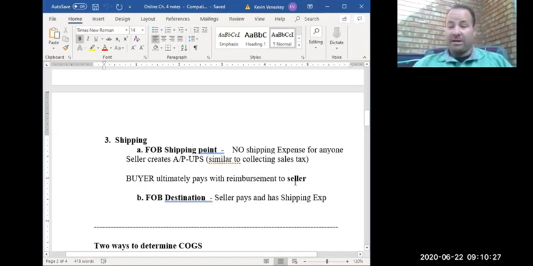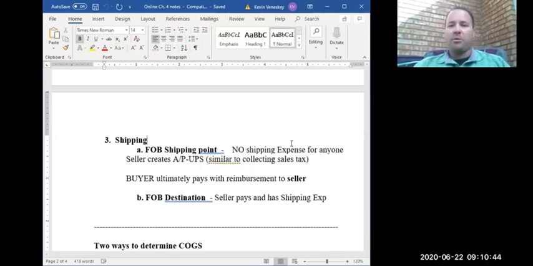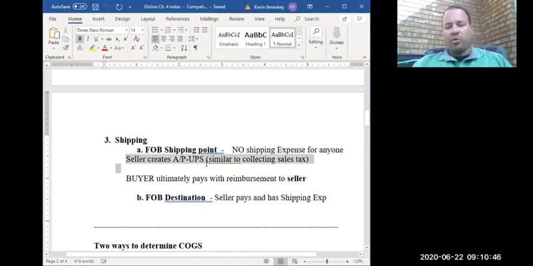Well, it's definitely not an expense to the shipper, but you'll see in just a second, it's not an expense to the buyer either. When it's the shipper, we don't call it a shipping expense because they may be paying it up front, but they're ultimately not paying it. The buyer is paying it by reimbursement. So what we do is the seller may pay it, and they may credit their cash, but their debit is going to be an account payable to UPS, not a shipping expense.